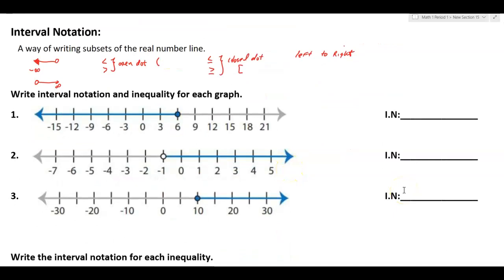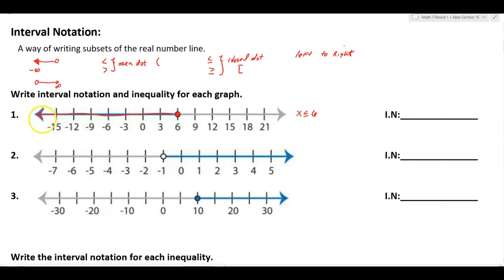For the first couple of examples here, we're going to focus on interval notation for the graph. As you can see, for this graph, we have a closed dot on 6, and it's shaded to the left. Now, we know the inequality for this would be x is less than or equal to 6. That's the inequality. But how can we describe the graph?